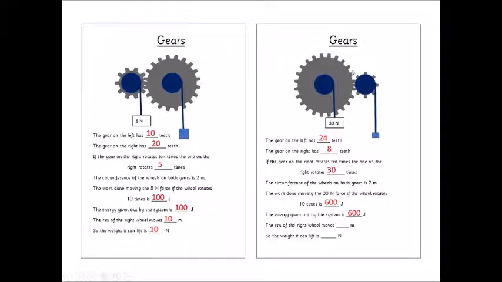That means the rim of this gear will move the same distance, so this will also move 60 meters, but this means I can only lift a 10 Newton force. Okay, so in this case I can lift a bigger force a smaller distance. In this case I can lift a smaller force a bigger distance.